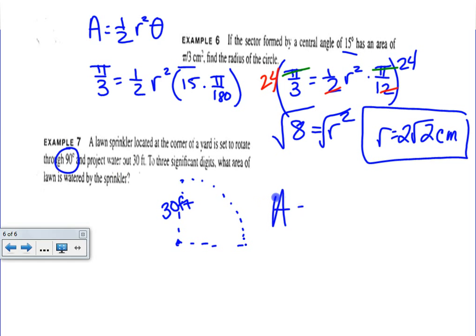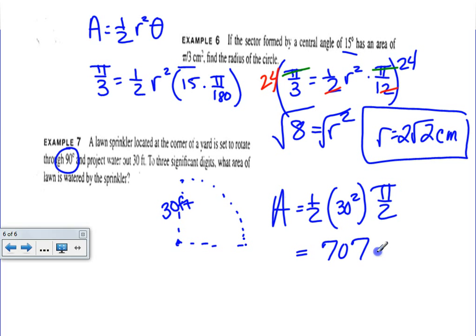So when I go to find the area, 1/2, and then r squared. And 90 degrees I know is pi over 2, so I'm just going to write that as pi over 2. So if you wanted a decimal on your calculator, that would probably be most appropriate. Looks like it's 707, and because it was feet for the radius, our area is feet squared.